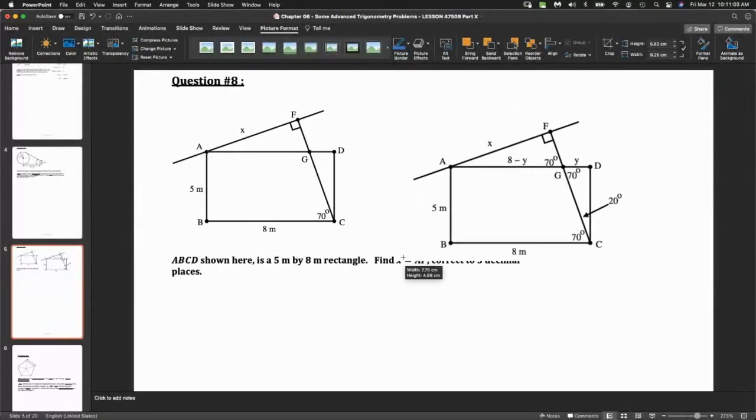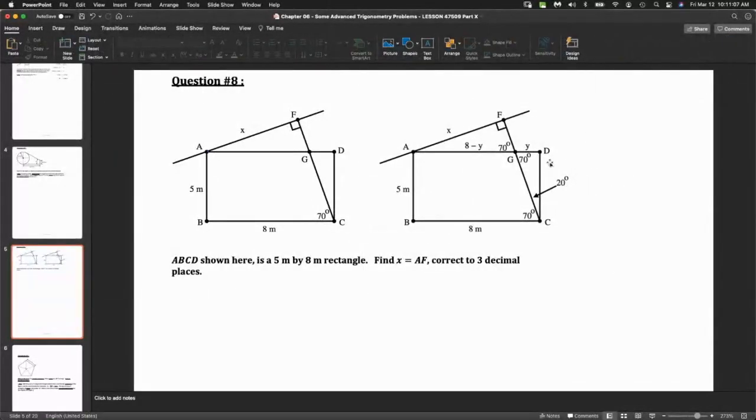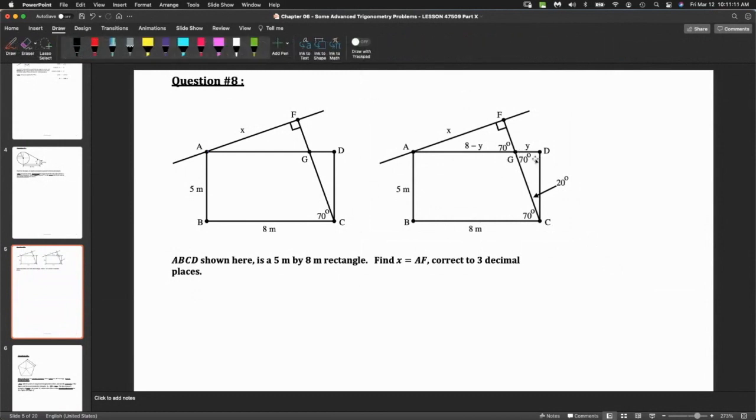So what did I do there? I wanted to introduce the variable y. So on this upper edge here, from D to G, I introduced the quantity y. So this is y here. Also, if we play around with the angles, this angle here is 20 because that's a right angle. That's 90 degrees. So that's 20 degrees there.